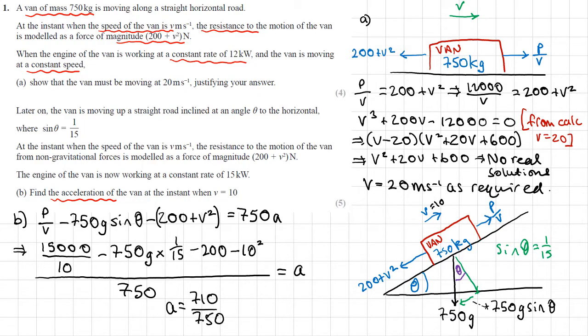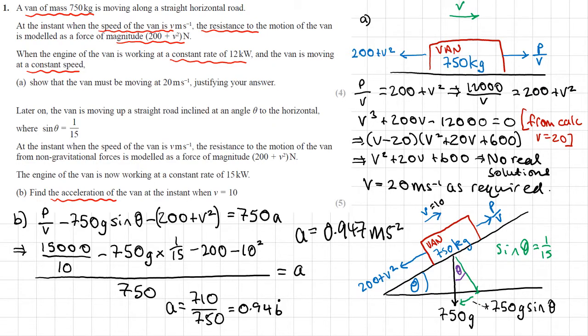Now that gives us 0.946 recurring, and we want to give our answer to either 2 or 3 significant figures. I'll stick with 3 significant figures. So acceleration is 0.947 meters per second squared.